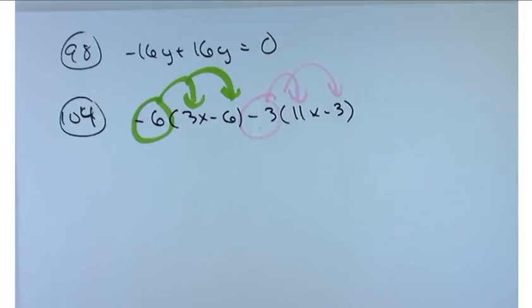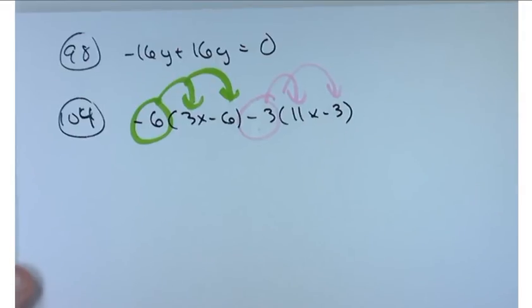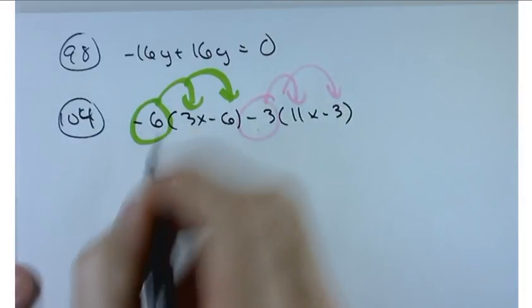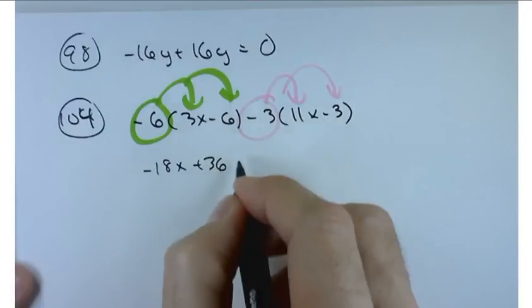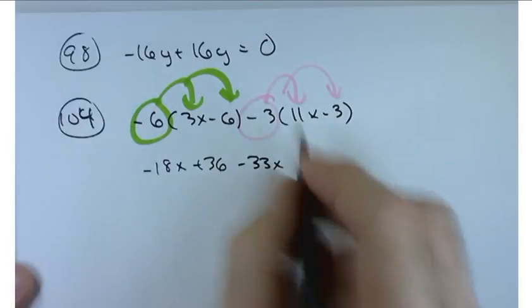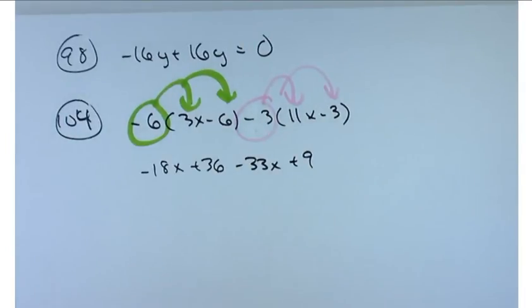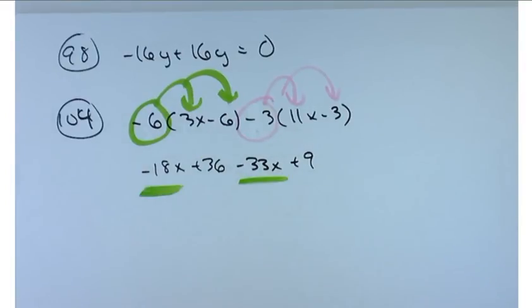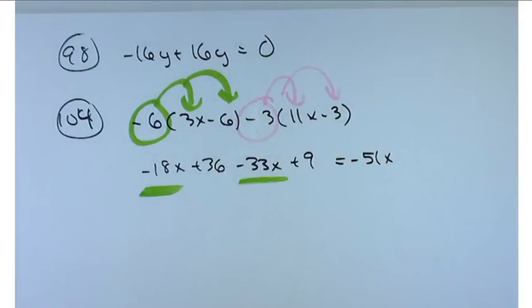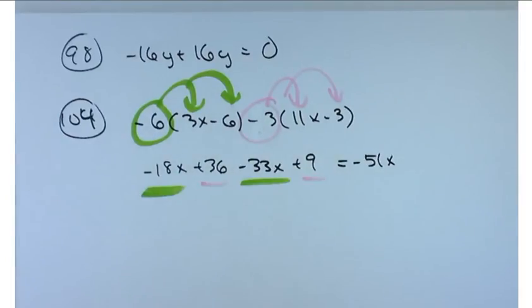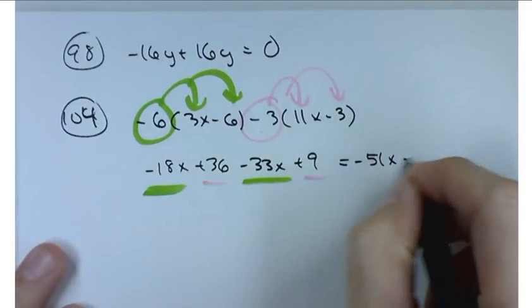Looking good. I was quite happy walking around seeing a lot of right answers. So we'll distribute here. I get negative 18x plus 36 minus 33x plus 9. So we have a couple pairs of like terms. Negative 18 plus negative 33 gives you negative 51. So negative 51x. And then last but not least, 9 and 36 give you 45. So plus 45.